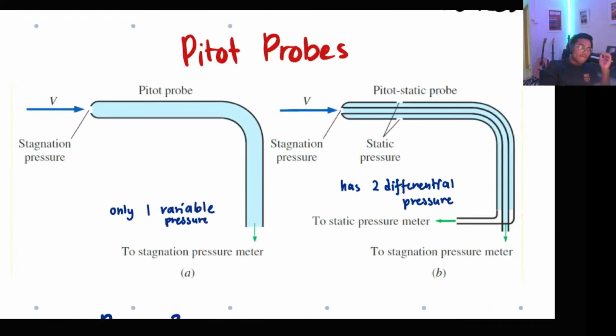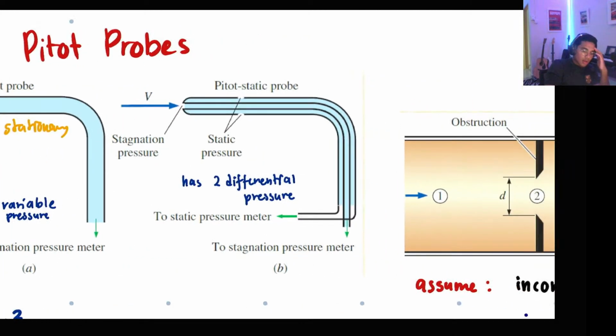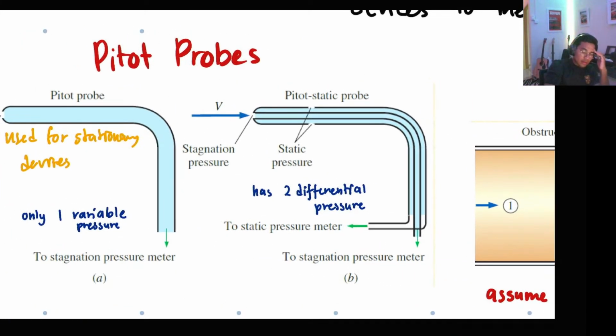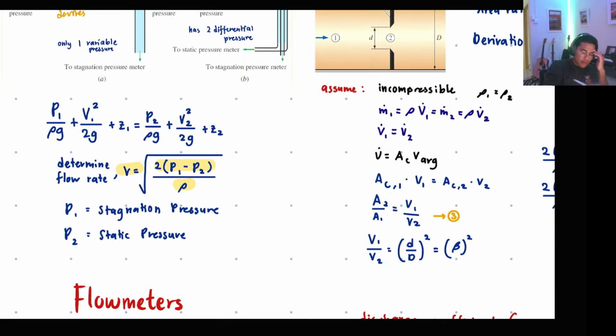Usually this pressure meter is used for stationary devices. The differential pressure is usually used for moving devices. Alright, so this is the formula, quite simple really.